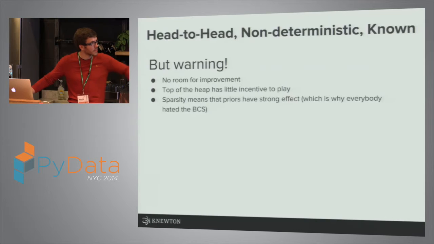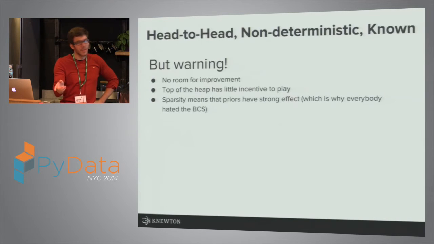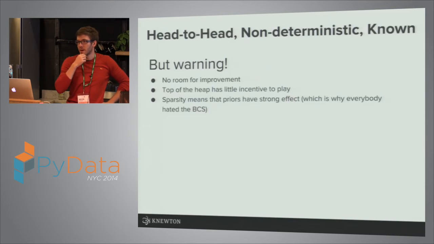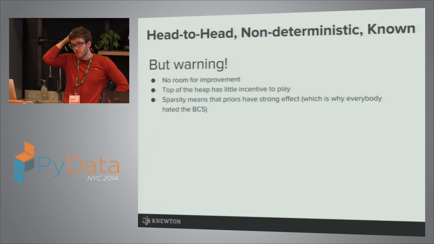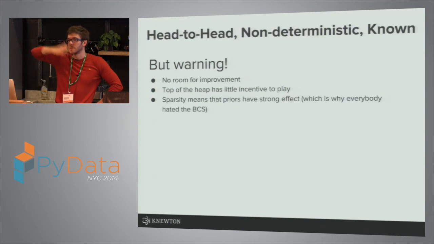Okay, but warning, just to go over again. Note, the sparsity means that priors have a strong effect. The top of the heap has little incentive to play, so this is the small sample size problem, basically. And really, one of the big things is that there's no room for improvement. You're not tracking people over time, and that's sort of a big problem.